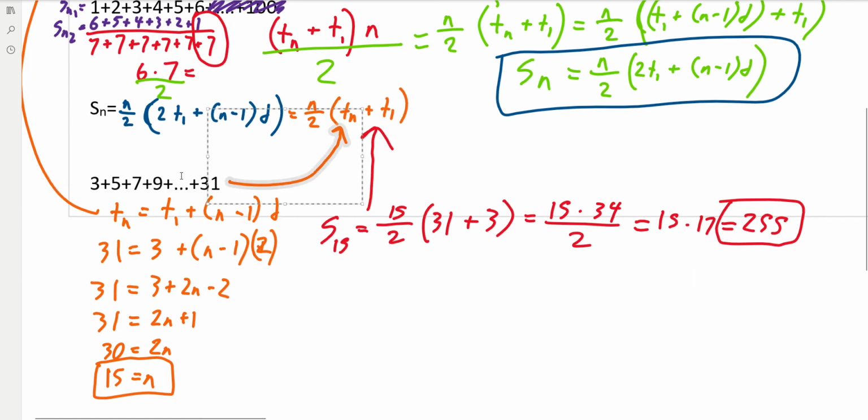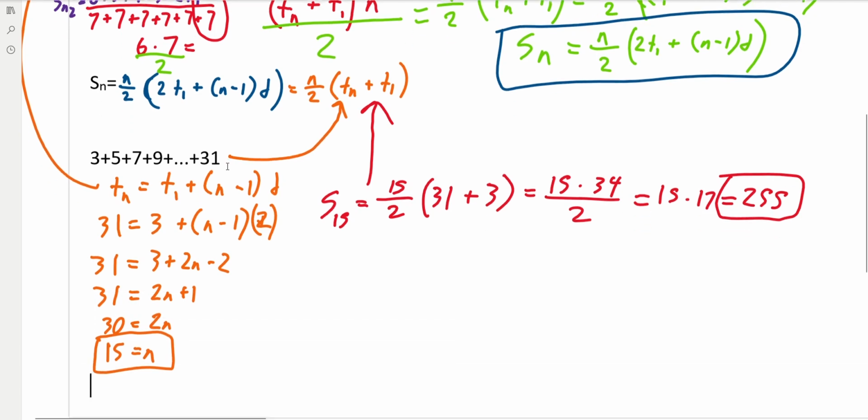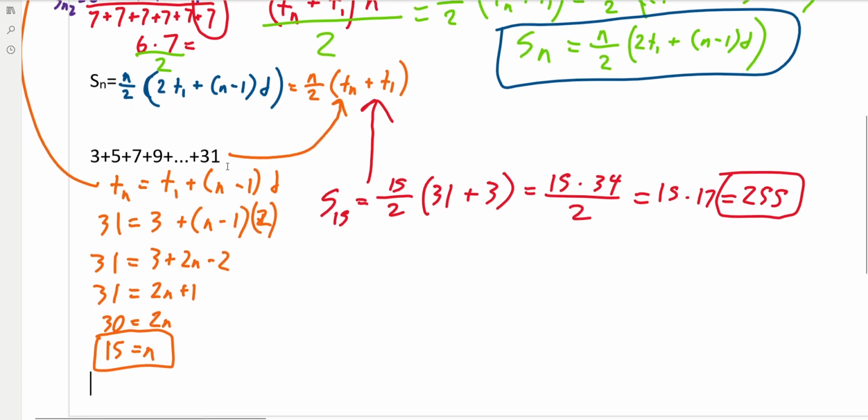Okay, and oftentimes it'll already tell you the n value, and so it won't be quite so difficult, but that is a possibility where it doesn't tell you.